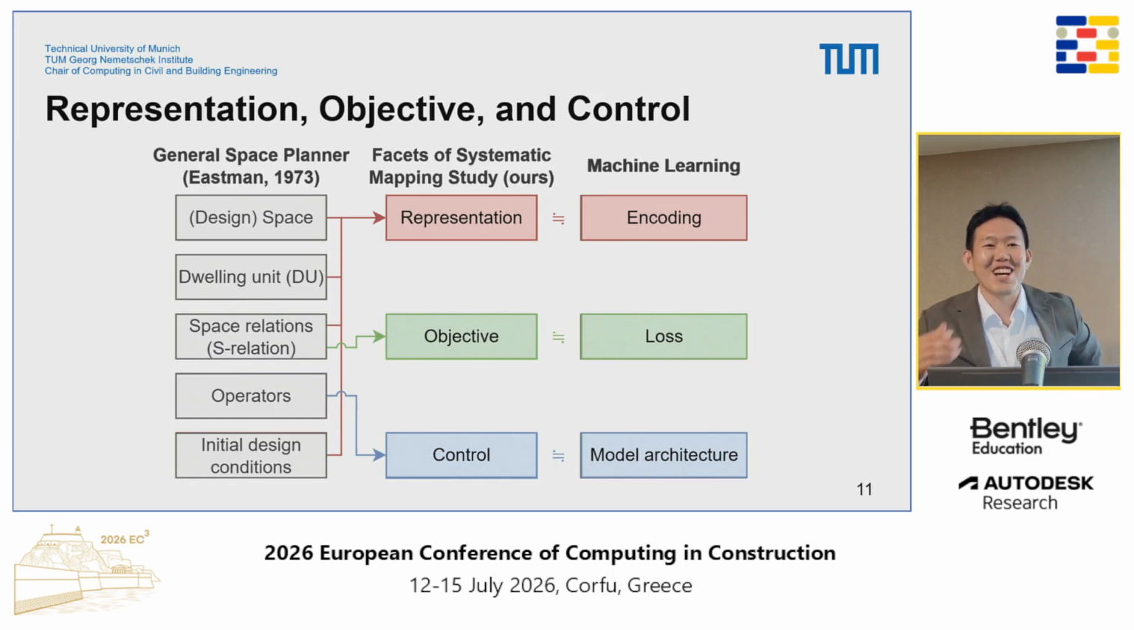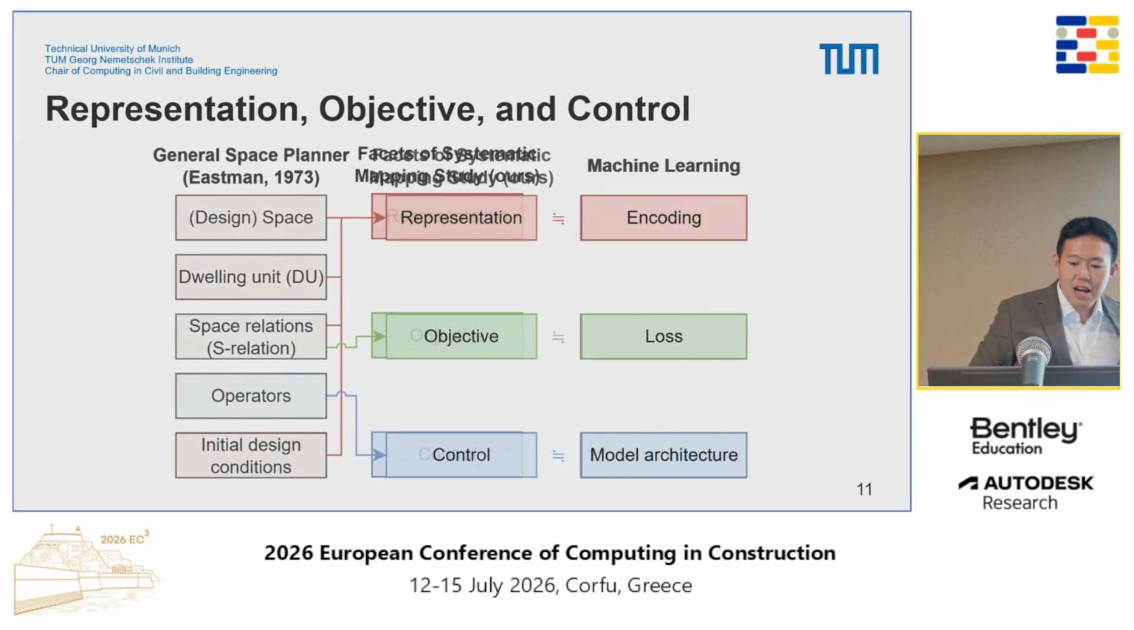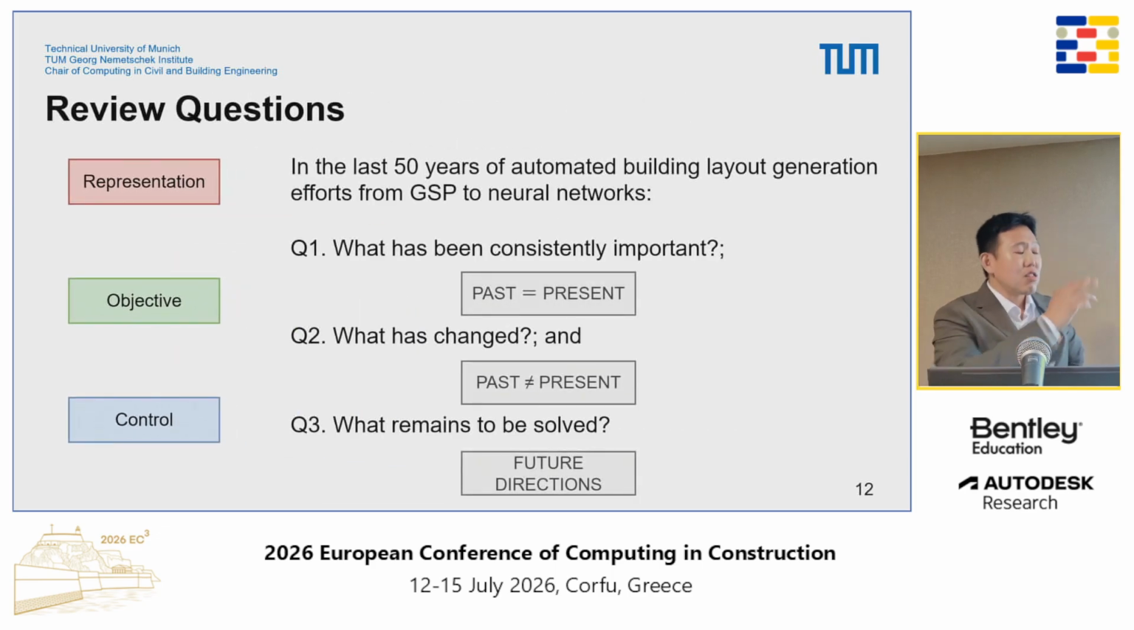But I'm not going to introduce what has happened during all this period. The paper does cover it by the decades. But today, I'm just going to talk about dividing it into two different steps: before neural networks and after.